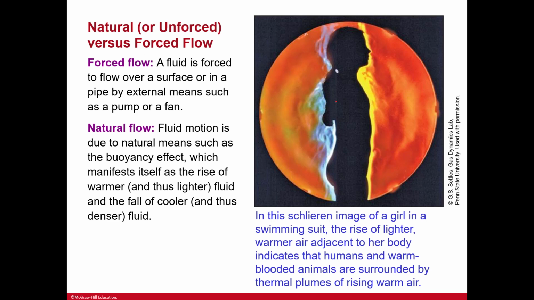Natural or unforced versus forced flow. It's exactly how it reads. A forced flow is where a fluid is forced to flow over a surface or in a pipe by external means, such as a pump or a fan. It's a manually forced flow. It's something that's not going to occur naturally.